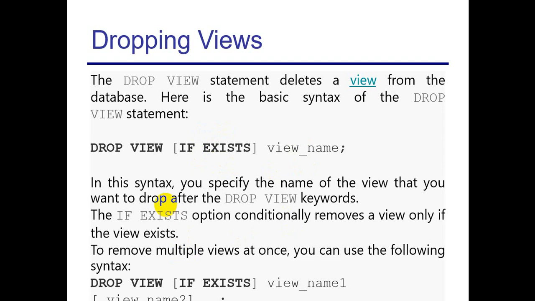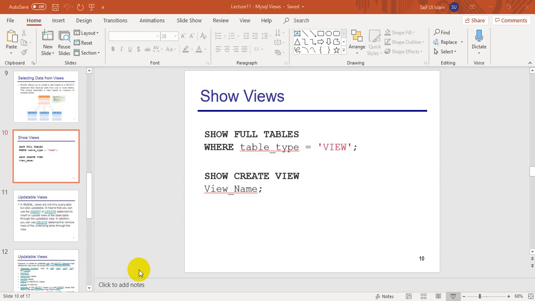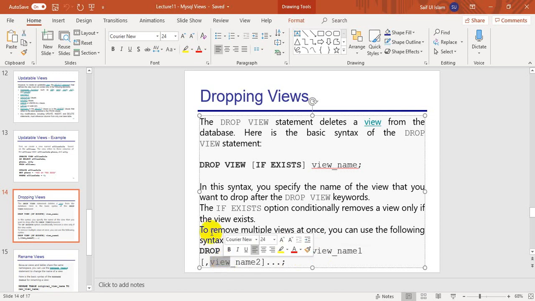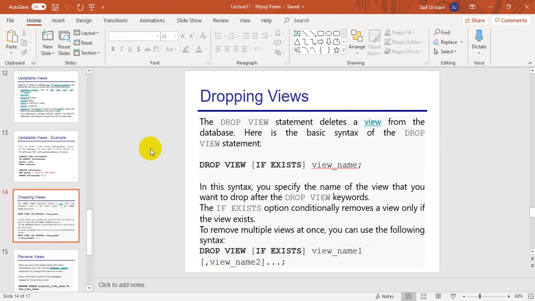Okay. If you want to delete multiple views from the databases, what will be the query for this? To remove multiple views from your databases, this would be the query: drop view if exists, view name, then comma, then second view name, and then comma, and then third view name. So when you want to delete multiple views, you just write them as comma separated values. Alright. So dropping the views is also very easy, and it's the same as dropping the tables.